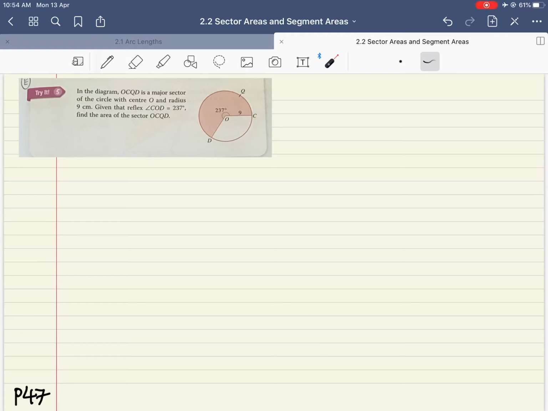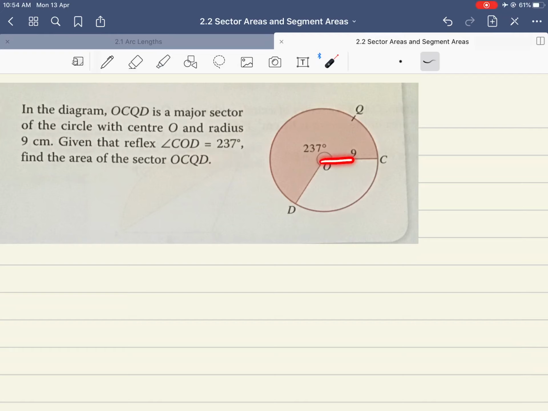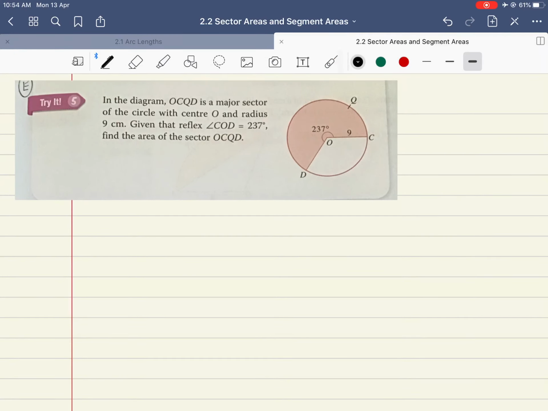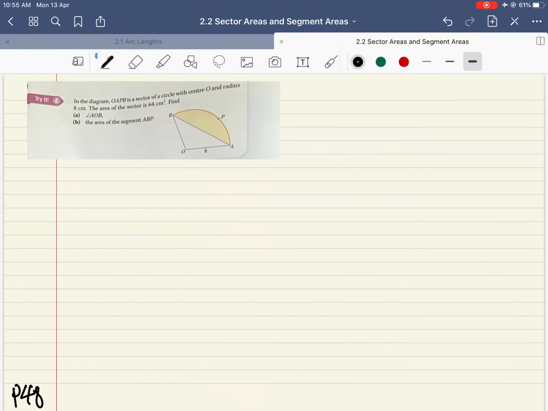Okay, so first and foremost, what we shall do down here will be this. We will look at the area of sector OCQD. The sector will look like this. This is a very simple question, so let's just get right to it. So the area in this case is 237 over 360 times pi times r squared, which is 9 squared. Just compute that inside your calculator. What you get is 168 cm squared, which is correct to 3 significant figures.